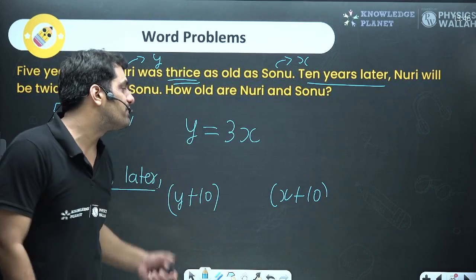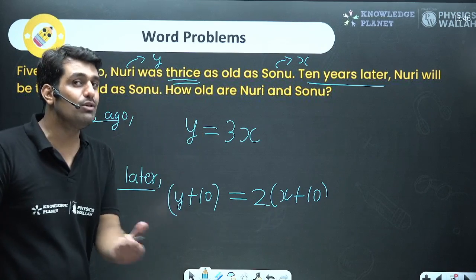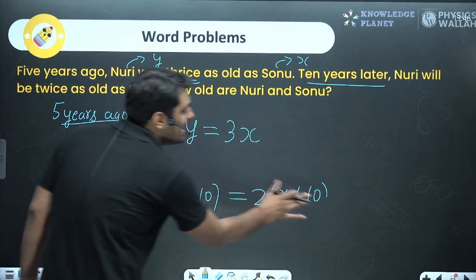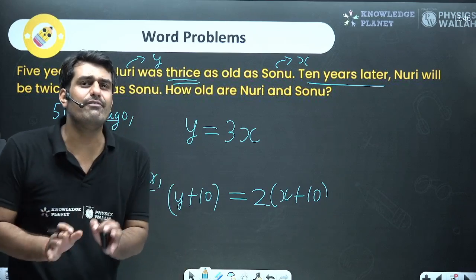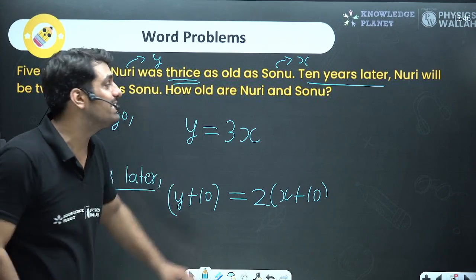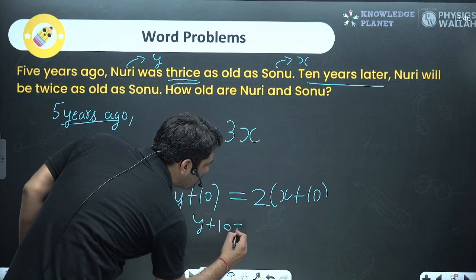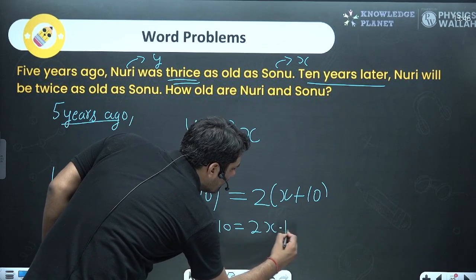This is very obvious. Where do we need to multiply by 2? On the Sonu side, because Sonu is the younger one. Now we have got the second equation. This time there is something which we need to do. We need to open up the bracket and form the equation correctly so that we can solve it. So y plus 10 equals 2x plus 20.